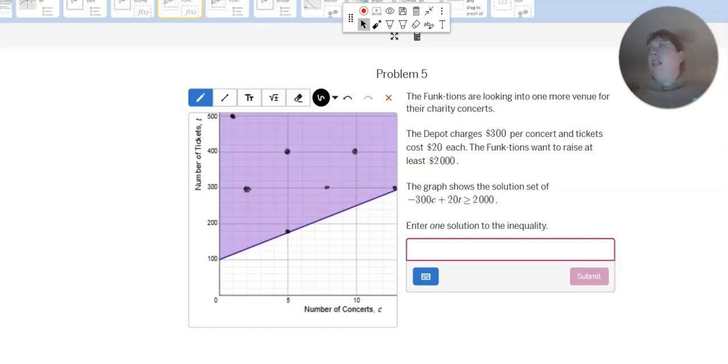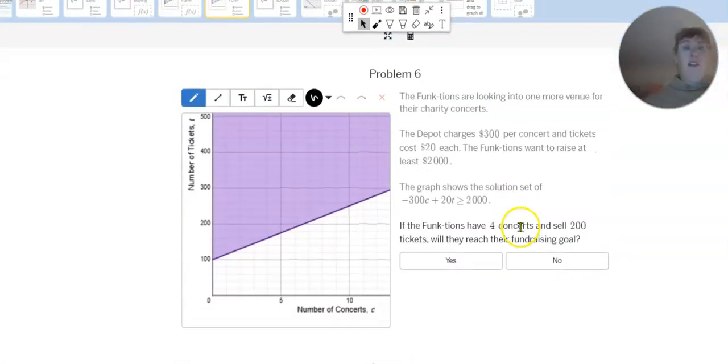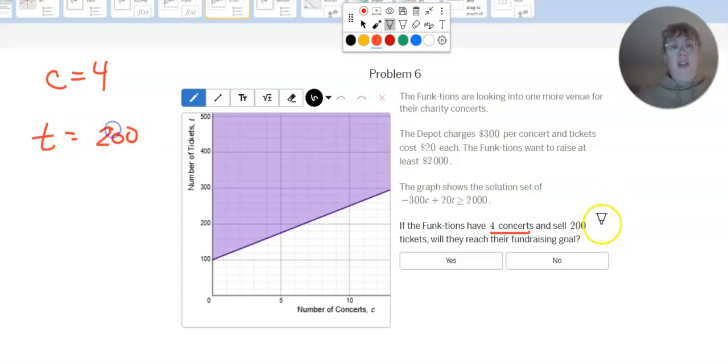And when you're all set, we are going to go to slide 6. Same information here. It says if the functions have 4 concerts and sell 200 tickets, will they reach their goal? So what this is saying is that C would be equal to 4 for the 4 concerts, and T would be equal to 200 because they sold 200 tickets.